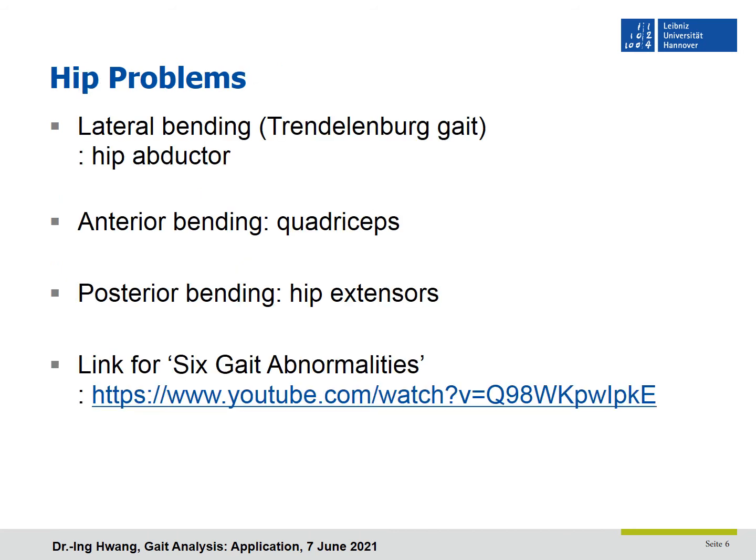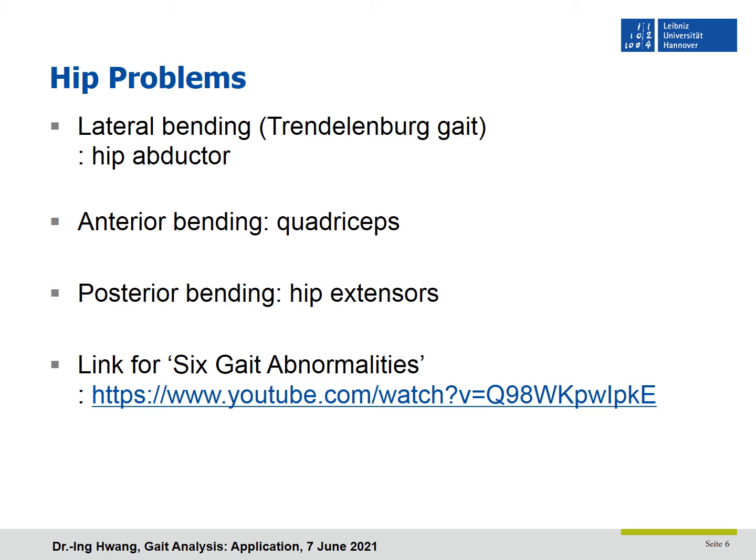If you have problem with hip structure or muscles around hip, the trunk is bended excessively in lateral, anterior, and posterior directions. Lateral bending happens during the double stance period when the hip abductor is weak. To compensate for the weakness of hip abductor, the trunk is bended.